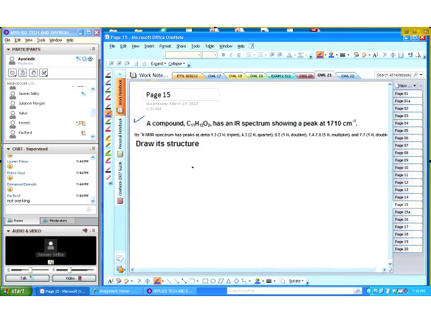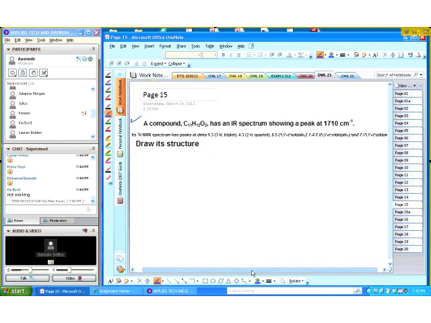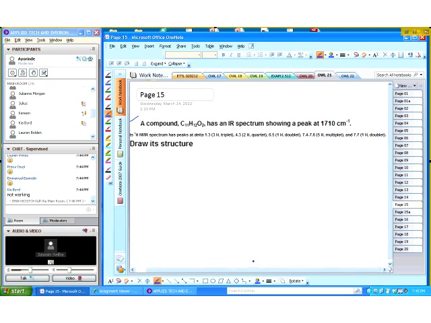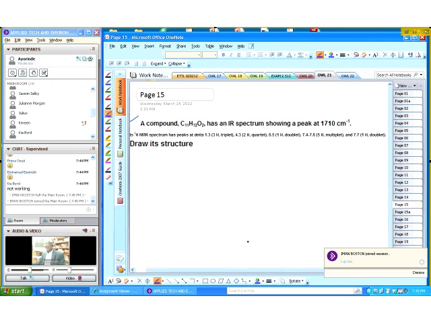A compound C11H12O2 has an IR spectrum showing a peak at 1710 centimeters inverse. Its NMR spectrum has peaks at delta 1.3, 3 hydrogen triplet; 4.3, 2 hydrogen quartet; 6.5, 1 hydrogen doublet; 7.4 to 7.6, 5 hydrogen multiplet; and 7.7, 1 hydrogen doublet. Deduce the structure. Excellent. Very good.